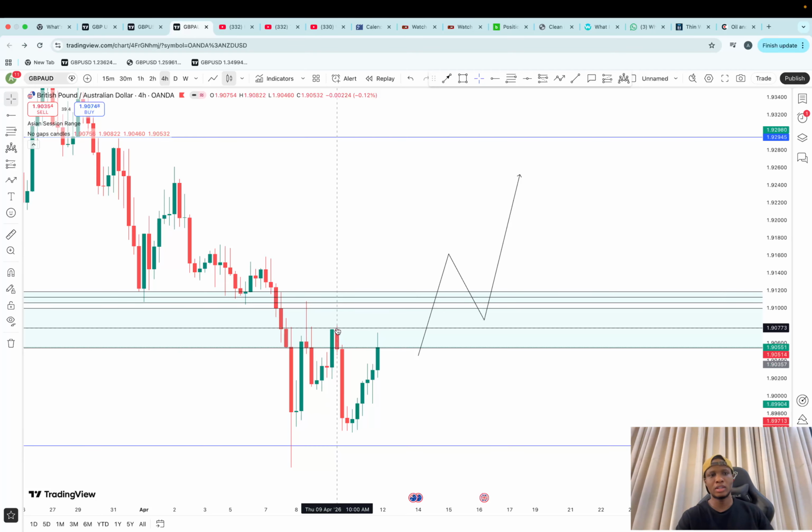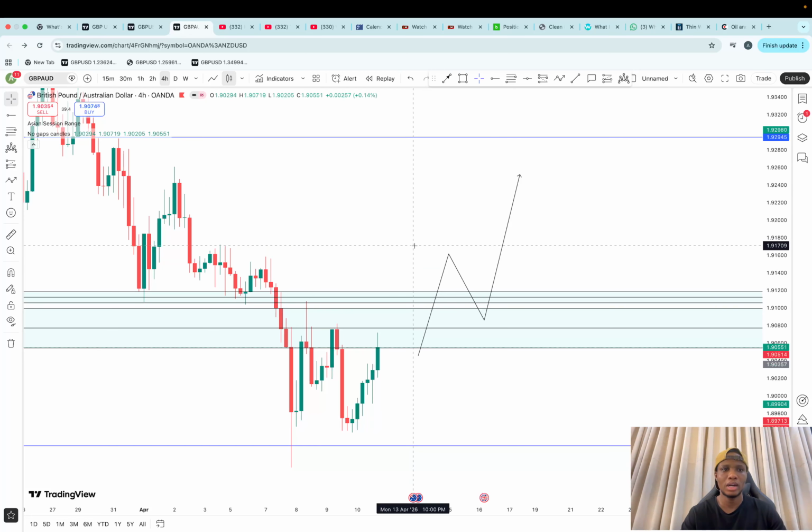Okay, 4 hour is bearish. Now I'm waiting for this market to give me a shift instruction. Once we have that breakout, we already have a shift instruction on the 4 hours. At the retest, I'll be going in for a buy.